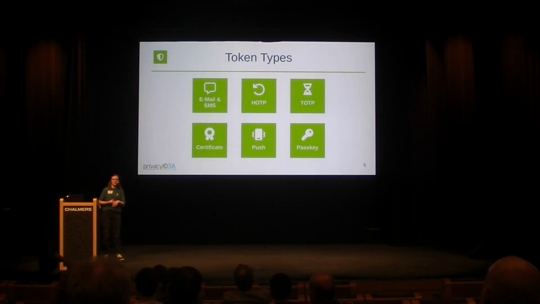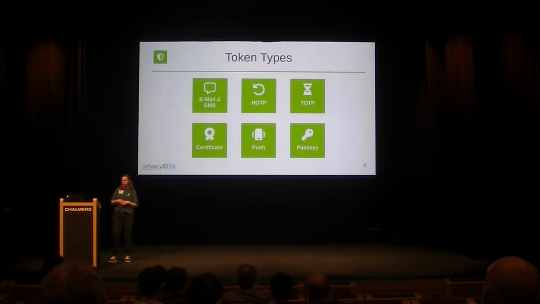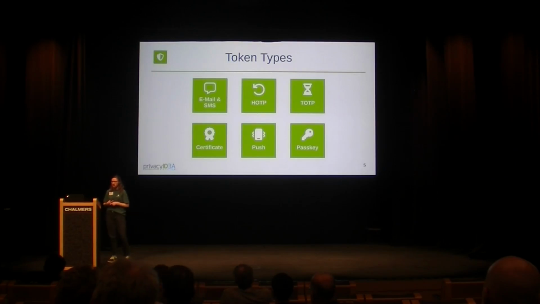I also listed a few. There are many more token types privacyIDEA provides. Starting with some old school token types where your OTP values are sent by email or SMS. Then, as you already said, we also provide TOTP and HOTP. You can also use certificates. And then some more modern approaches with the push token, where the user just receives a notification on their smartphone in the privacyIDEA Authenticator app and just needs to confirm the login, and also, of course, the latest standards with passkeys.